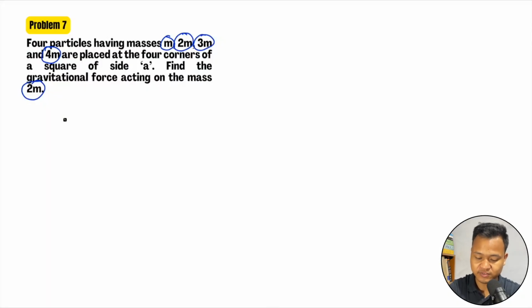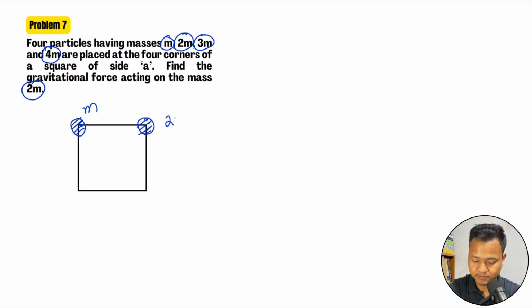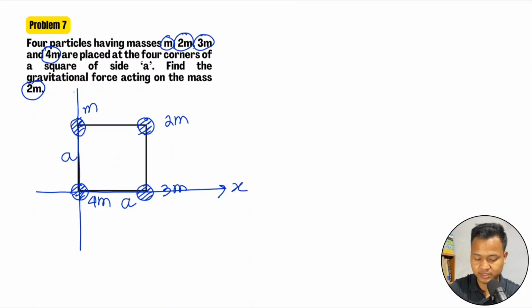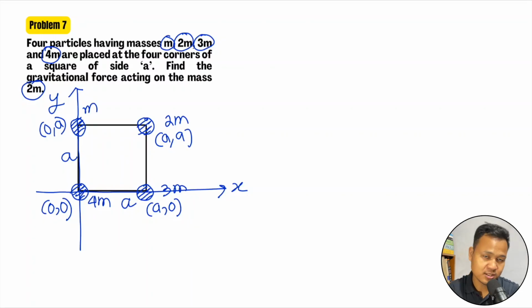So you have a square, with masses m, 2m, 3m and 4m. The side of the square is a. Then put them in the xy plane. The coordinates: 4m is at 0, 0; 3m is at a, 0; 2m is at a, a; and m is at 0, a.